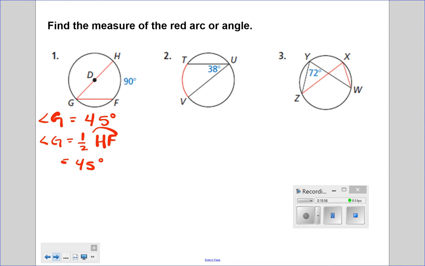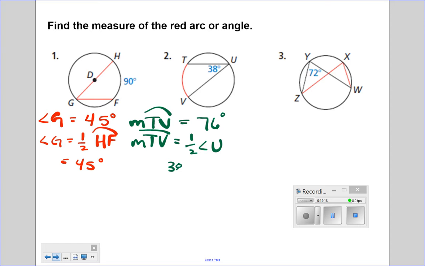So we're trying to find the measure of arc TV. Robert, 76 degrees. How did you get 76? I did angle U times 2. So you took angle U, 38, times 2, and that equals 76. Awesome. Mr. J, do you know? I'm not sure about arc TV. The last thing we're trying to figure out here is the measure of angle X.